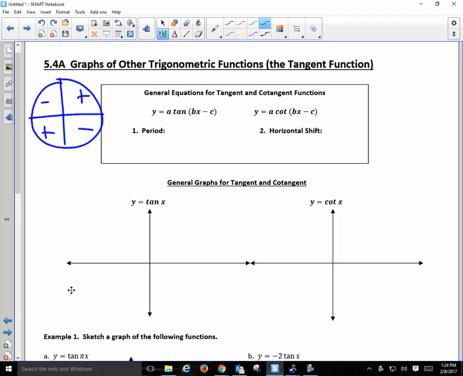So here's the first and most important point that you need to learn today. Tangent and cotangent do not take 4 quadrants to repeat themselves. They just take 2 quadrants to repeat themselves. So you can see that tangent goes from positive to negative, and then right away it starts over. So instead of taking 2 pi, the period is pi divided by b.